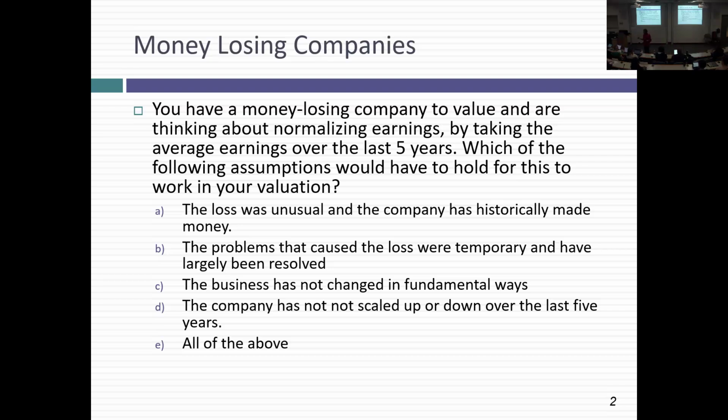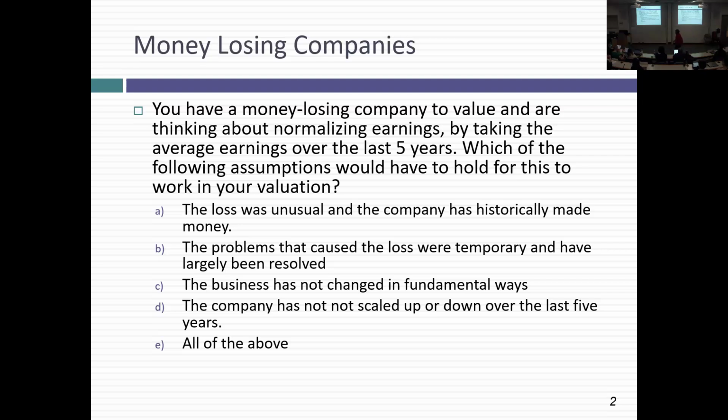Implicitly in valuation, we make assumptions all the time. Let me list out whether I'm making these assumptions, and if so, why I need to. First, am I assuming that the loss I saw last year was unusual and the company is historically profitable? Yes, I am making that assumption. So already you can see if you have a company whose loss last year was not unusual, it's got structural problems, its products are not selling, you can't normalize. So that's the first assumption.